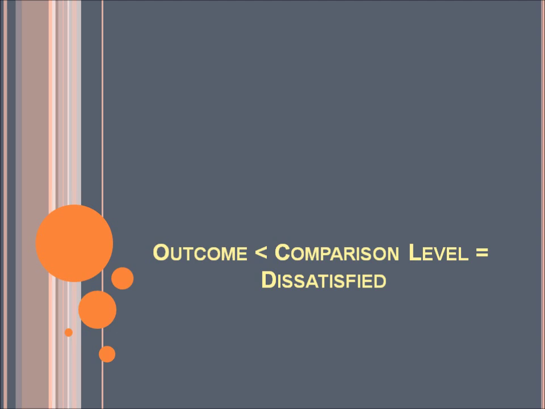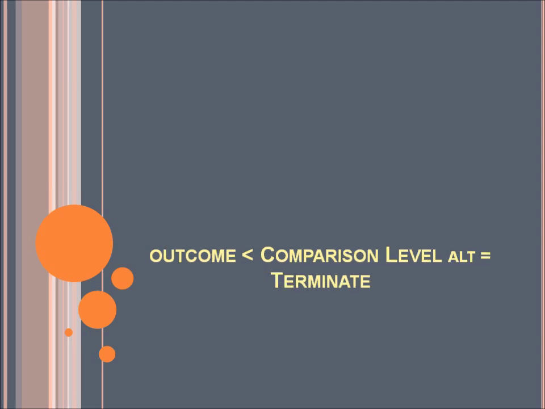Her outcome is less than her comparison level, so she is dissatisfied with her job. She has been offered an alternative job that offers her a private office and more independent work. It pays slightly less, but the benefits outweigh the cost for her. Her outcome is less than her comparison level alternative, so she will terminate her current job.